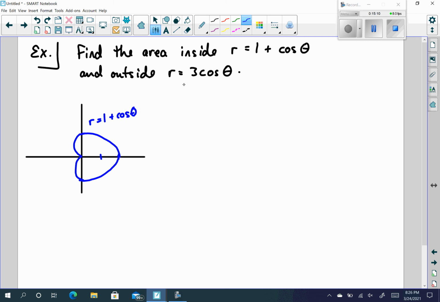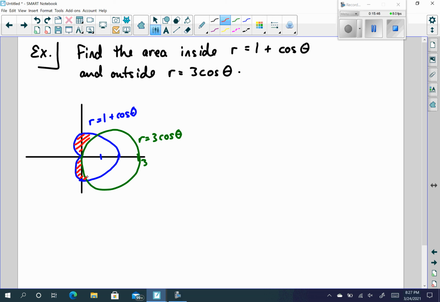And then r is equal to 3 cosine theta. That's just going to be a circle. Remember, a couple examples ago, we just did r equals cosine theta. That means we have a radius of 3, so we're going to go out here, and then we have a circle that looks like this. That's taking it out to 3. So we want to find the area inside the cardioid and outside r is equal to 3 cosine theta. So that's this area right here in red.